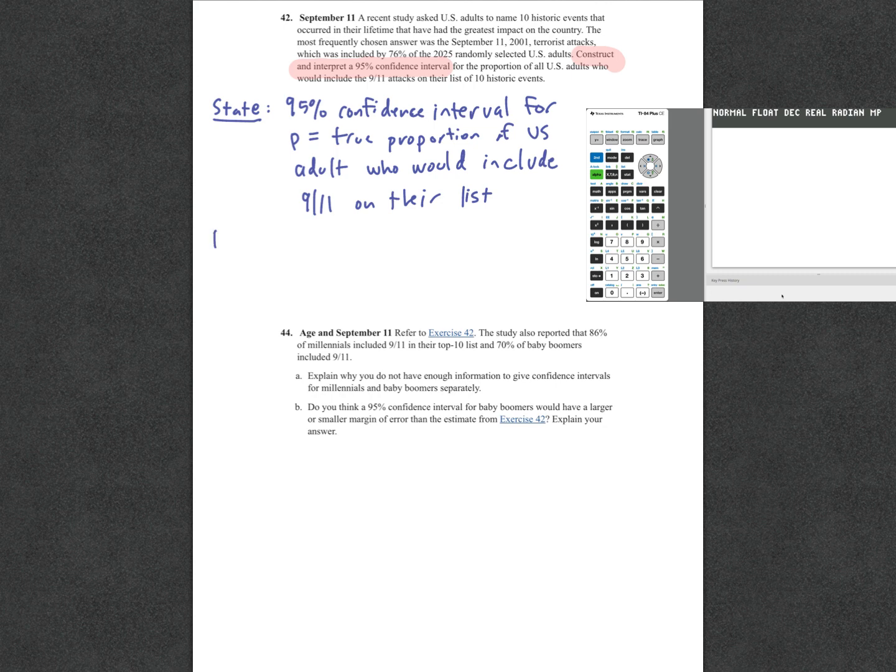So now we'll do plan. I'm going to run out of room quickly, but that's okay. We'll state what procedure we're using. So it's a one sample z interval for p.